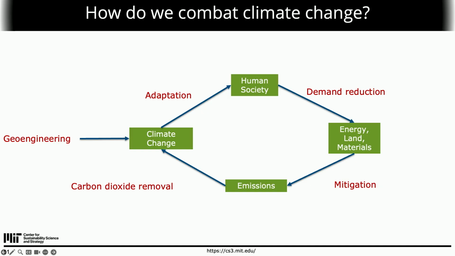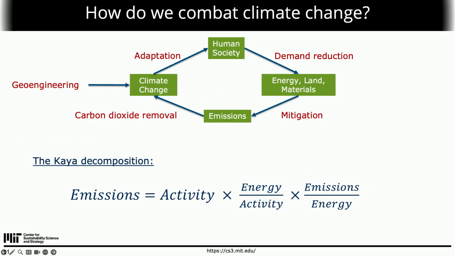Mitigation. So mitigation is to avoid CO2 emissions. A third option is to suck the CO2 out of the atmosphere using carbon dioxide removal. Geoengineering, which has been mentioned before, but we'll take a closer look at it, and adaptation.